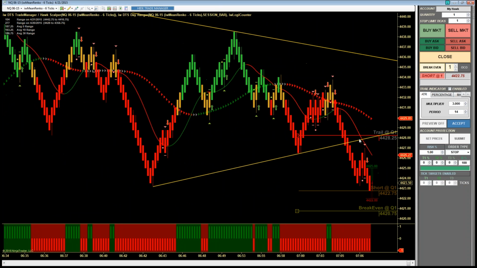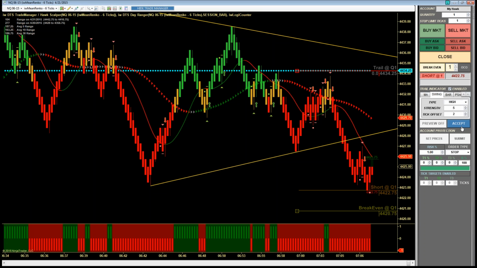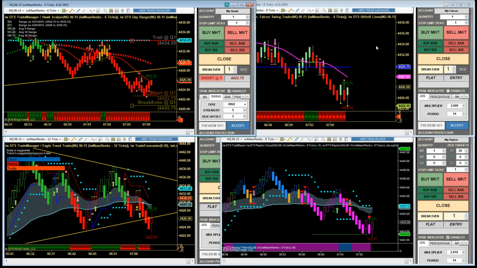Oh, the stop strategy grabbed my stop already. Let's leave it up there just a little bit. Give them lots of room to sort themselves out. Took a tick slip on the entry too. Stinkers.